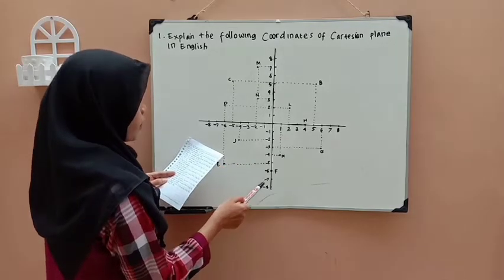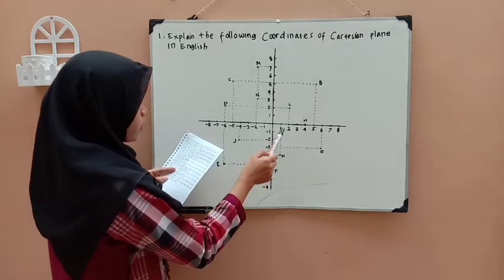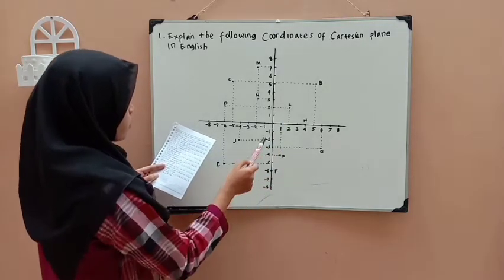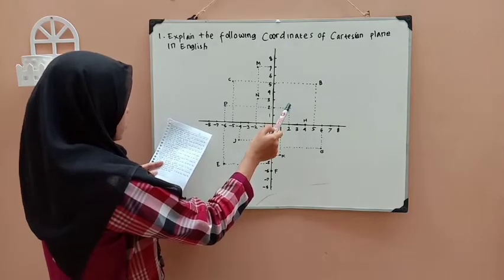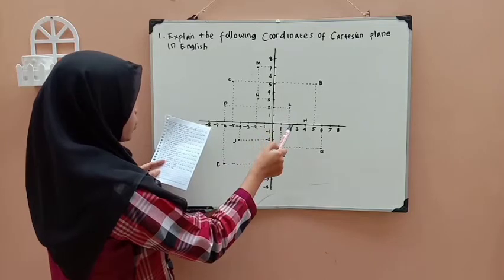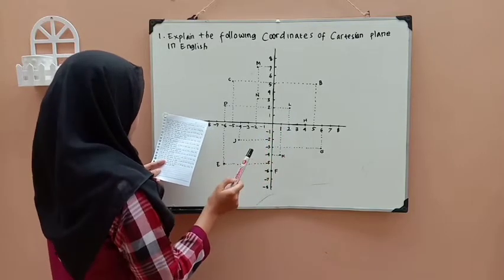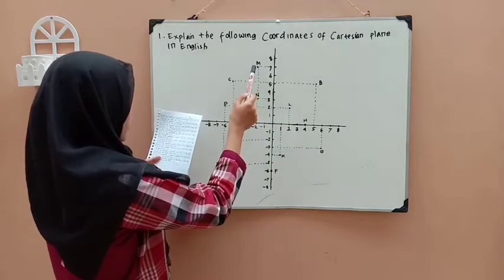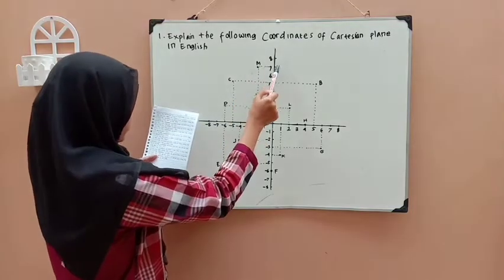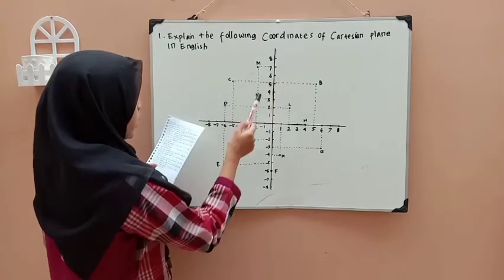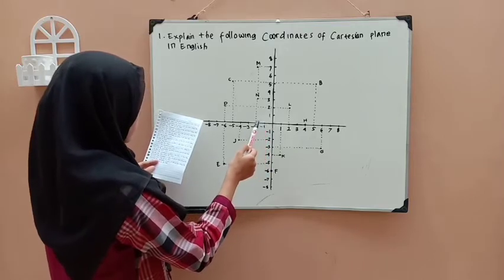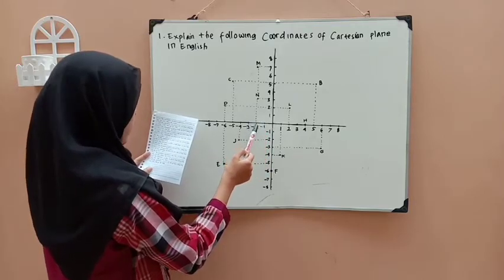The coordinates of point K are 1 to the right of and go down 4. The coordinates of point L are 2 to the right of and 2 units above the origin. The coordinates of M are go back along the x-axis 2, then go up 7. The coordinates of point N are go back along the x-axis 2, then go up 3.